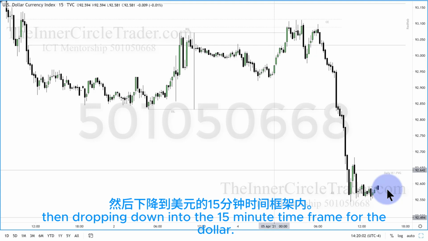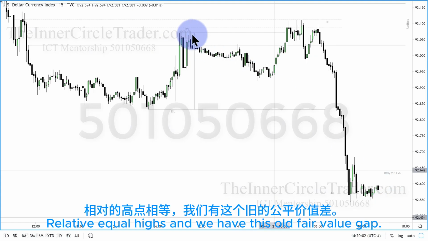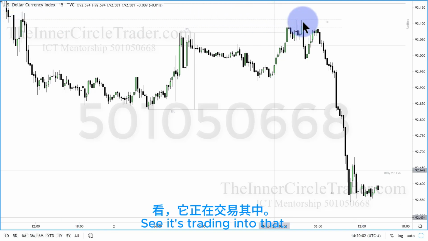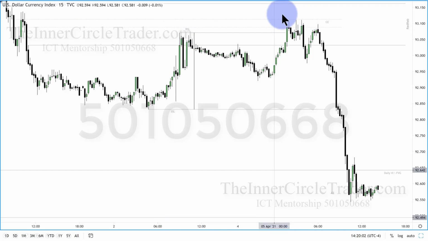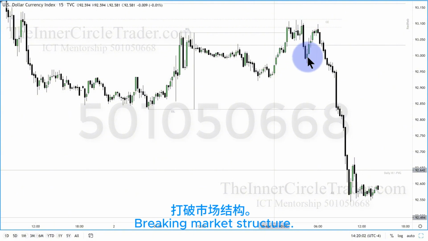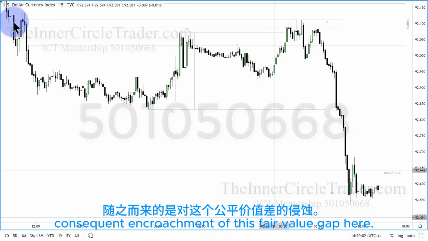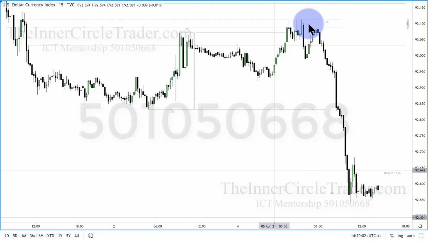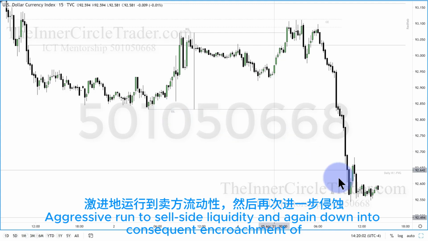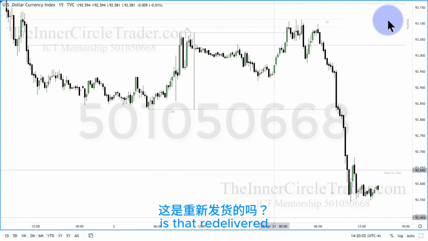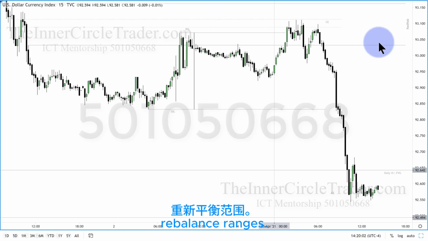And then dropping down into the 15-minute time frame for the dollar, relative equal highs, and we have this old fair value gap extended in time. See us trading into that, running the buy side liquidity, breaks down, short-term swing breaking market structure, trades back up into, again, consequent encroachment of this fair value gap. Here, rejection block, sells off, aggressive run to sell side liquidity, and again down into consequent encroachment of the lower daily volume imbalance fair value gap. And this again is that redelivered rebalance range.